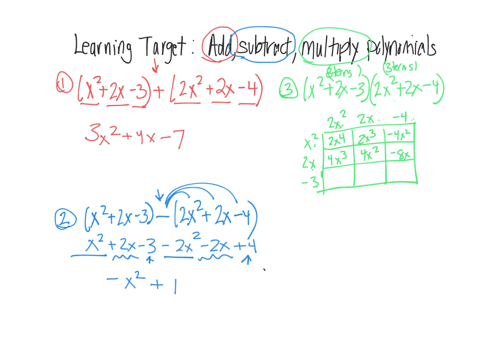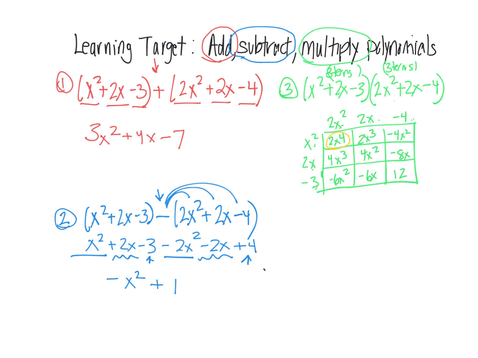Negative 3 times 2x squared is negative 6x squared. Negative 3 times 2x is negative 6x. Negative 3 times negative 4 is positive 12. So I've done my 9 multiplications. And now I'm ready to combine like terms.